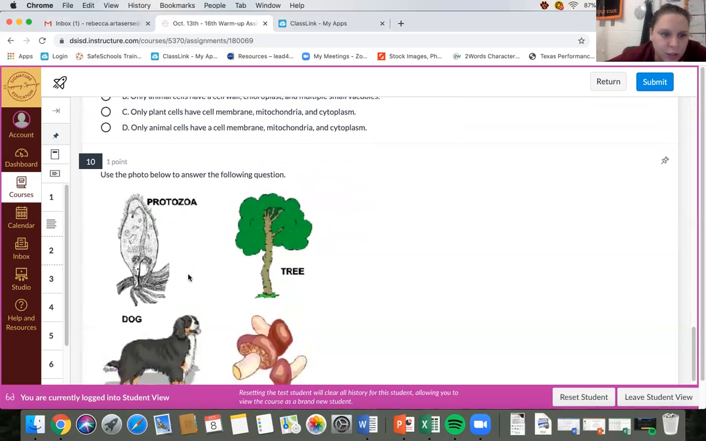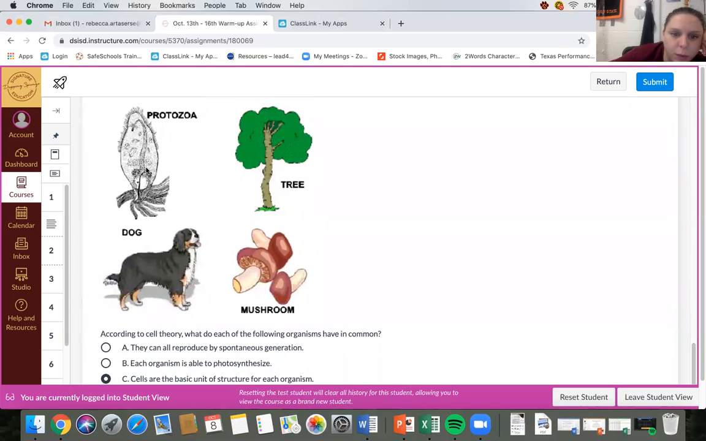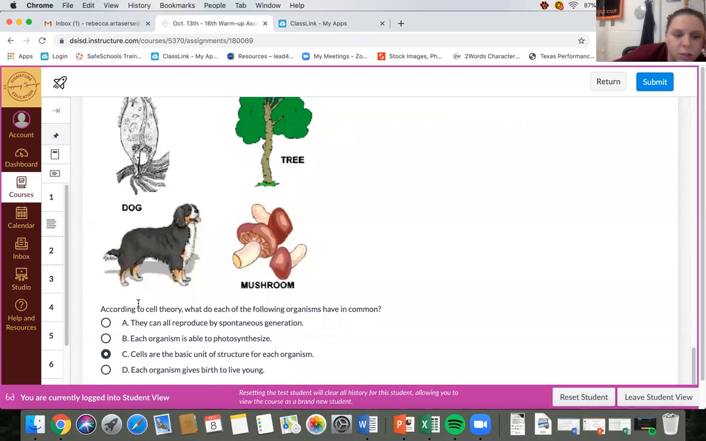And last question, use the photo below to answer the following questions. So we have a protozoa, which is our protists in kingdom Protista. We have a tree, which is a plant in kingdom Plantae. We have a mushroom, which is in kingdom Fungi. And then we have a dog, which is in kingdom Animalia. So all fall under domain Eukarya. And so according to cell theory, what do each of the following organisms have in common?